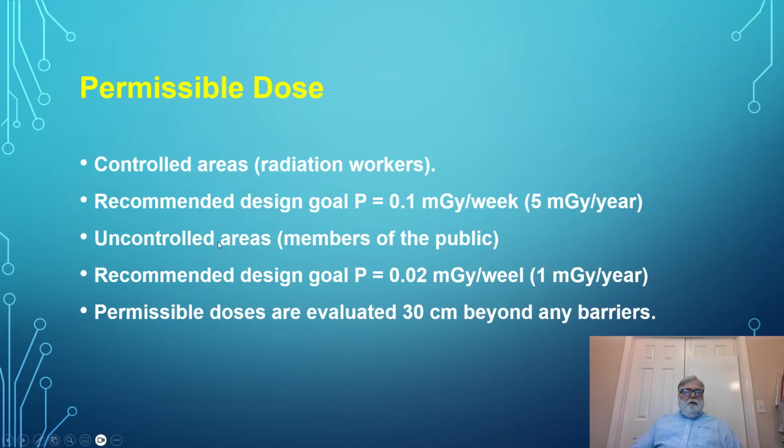Uncontrolled areas, that is doses to members of the public, are limited to 1 milligray per year, 100 millirem per year. So that's 0.02 milligray per week. And the other point to make: permissible doses are evaluated 30 centimeters beyond the barrier. So that's a typical distance someone would stand away from a wall when they're functioning.